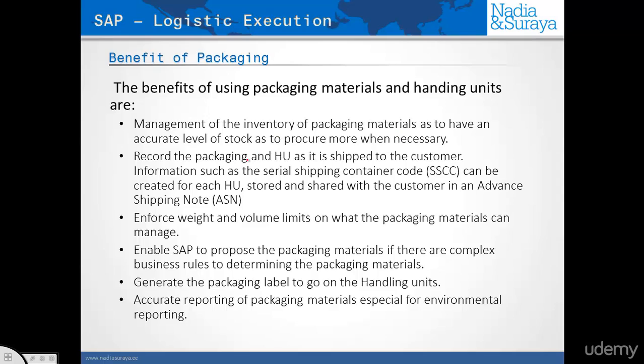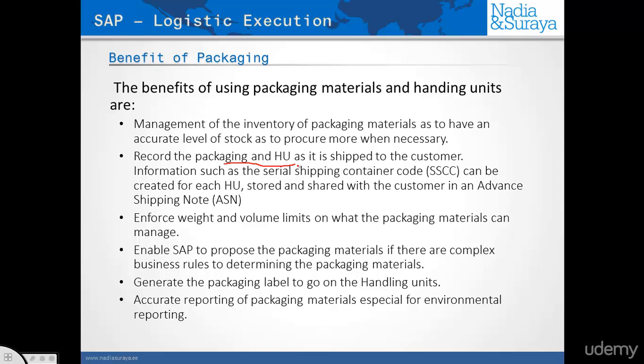You could also record the handling unit that you're using, and you can use something called the Serial Shipping Container Code, which is the SSCC, and it's stored on each handling unit. And the importance of this is that this code is an industry accepted code and can be quoted on the ASN, the Advanced Shipping Notification.